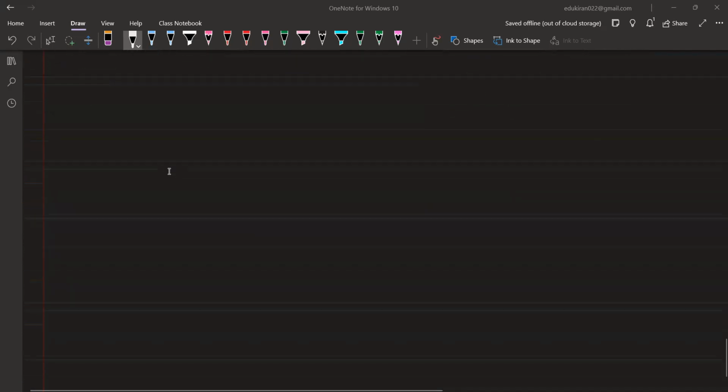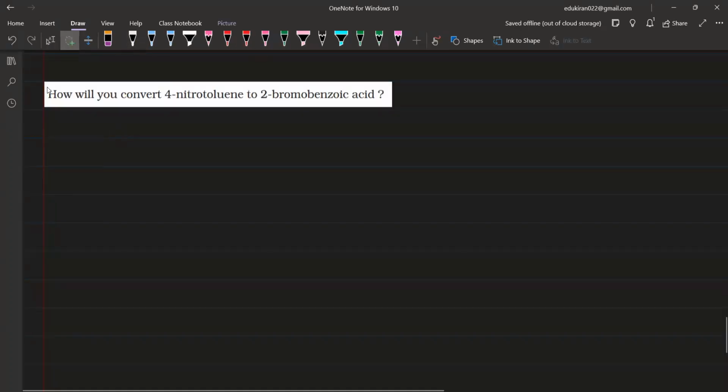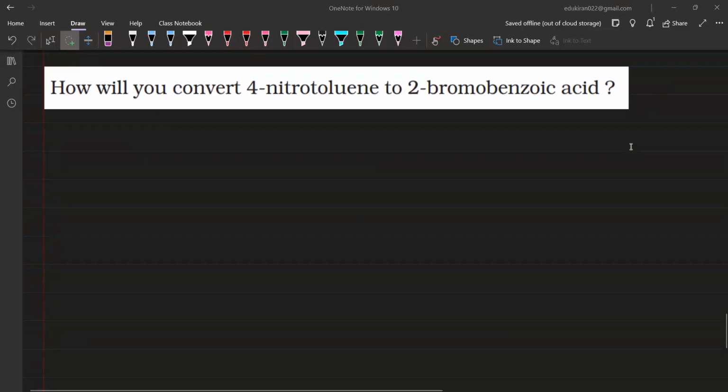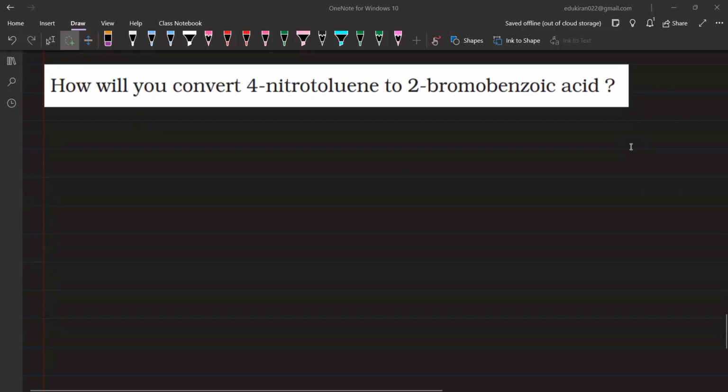Now let us look at a very important conversion. ठीक है, ध्यान दीजिए जरा. How will you convert 4-nitrotoluene to 2-bromobenzoic acid? ठीक है, काफी important है. Way more important than this question is the approach that we are going to understand whenever we are doing conversions.